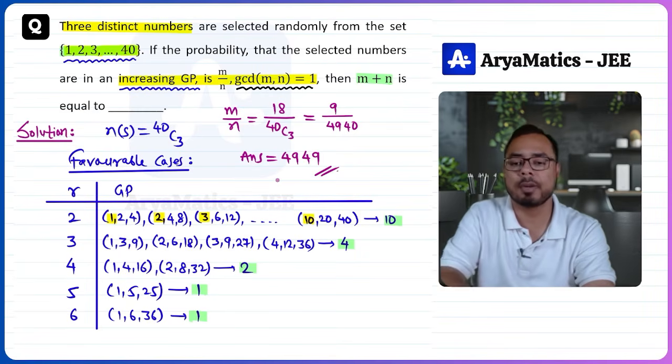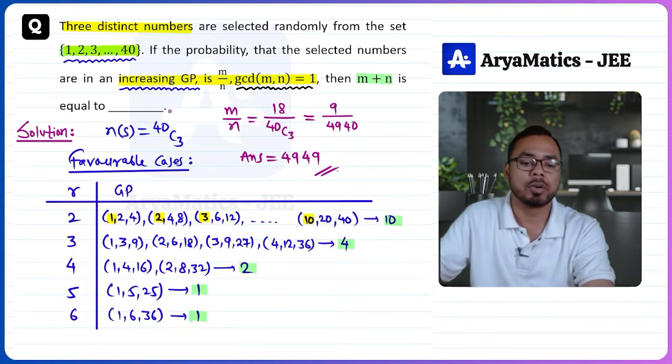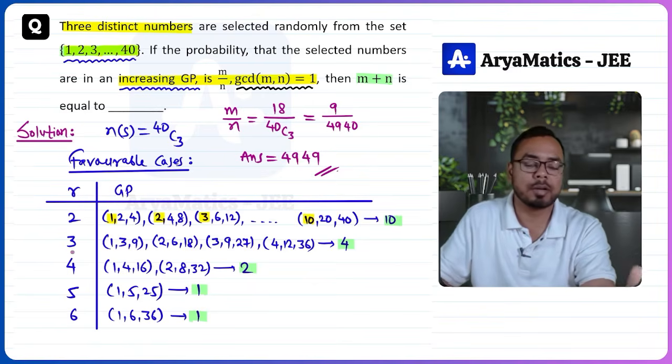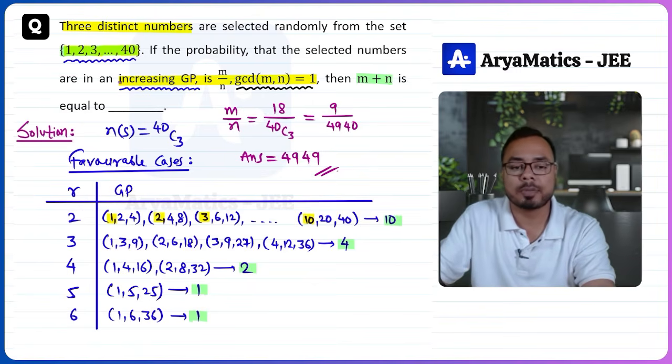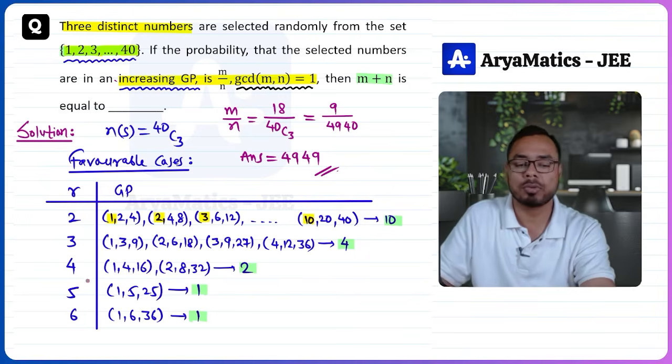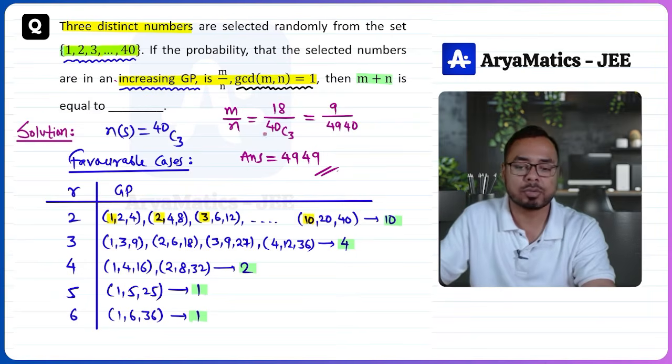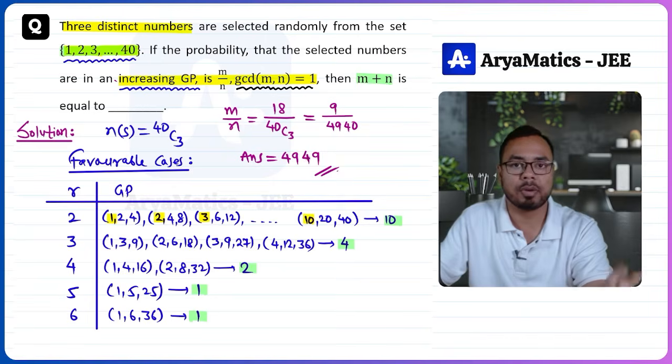So this was not a difficult problem. Just count the different cases. Total number of cases is 40C3. And for favorable cases, we have to consider the different common ratios. Because we have increasing GP, the common ratio should be greater than 1. And only integers are involved here, so the common ratio cannot be a fraction. So we have to start with common ratio 2, 3, 4 up to 6. And then we got 18 favorable cases, total 40C3. After simplification, the answer will be 4949.